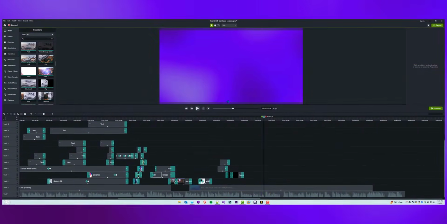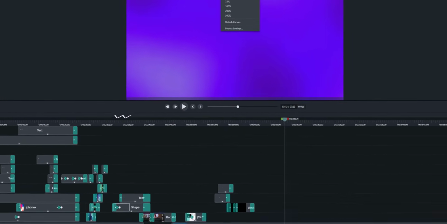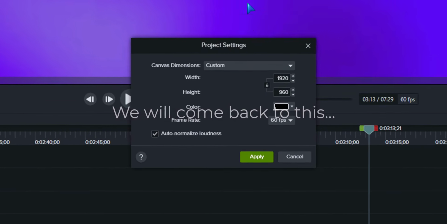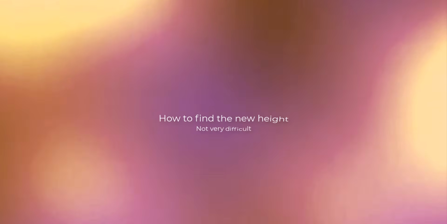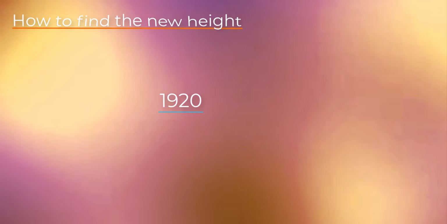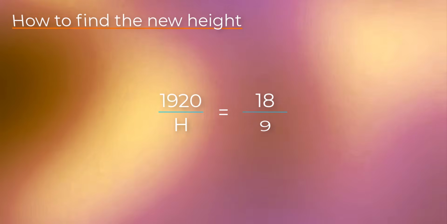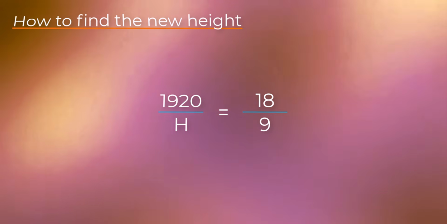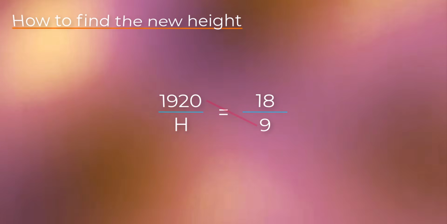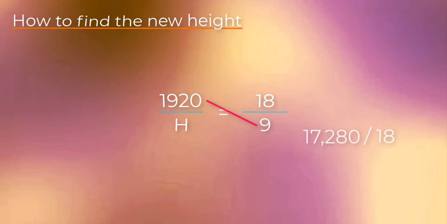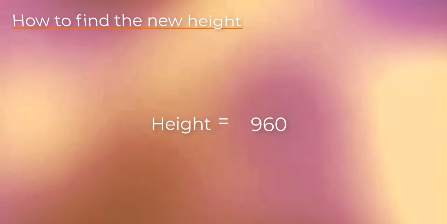Now I'll show you how I made this video 18:9. 18:9 is simple to figure out. The width is double the height. But if you're using a different ratio, I'll show you how to figure out the new height using cross multiplication. Since the width does not change, we'll write 1920 over h equals 18/9, which is our new ratio. To find h, we simply multiply 1920 by 9 and divide by 18. So now we know our height is 960.